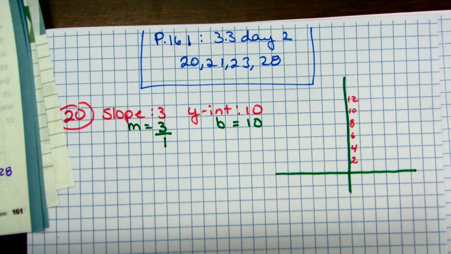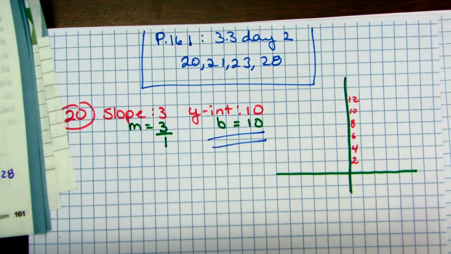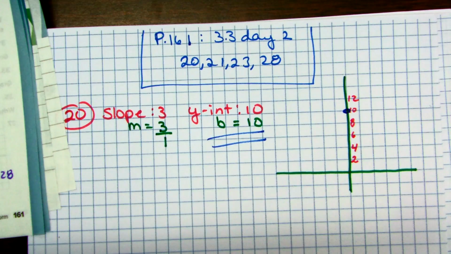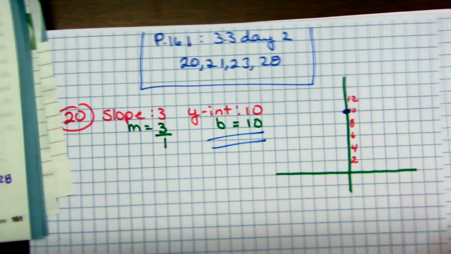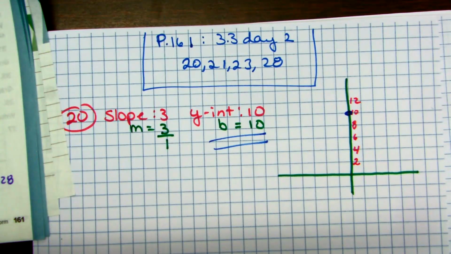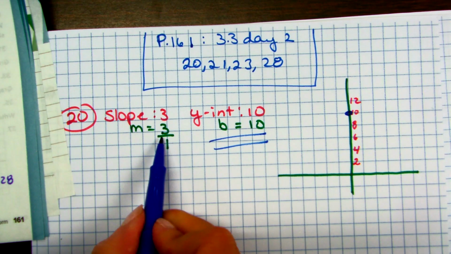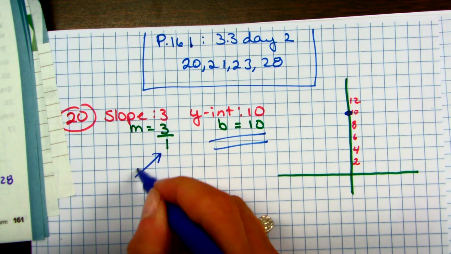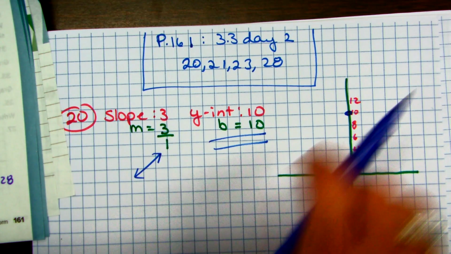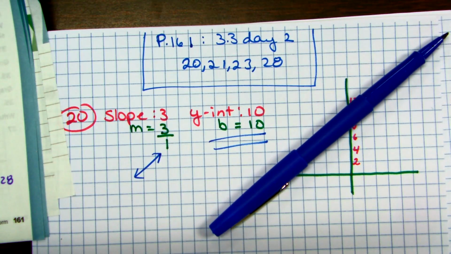Which one do I graph first? M or B? B. First point goes on the y-axis. B is 10. First point always goes on the y-axis. Half of the graph is done. Okay? Positive slope, we're going to rise left to right. Right? It's got to look like that. So your choices are up 3, right 1, or down 3, left 1.